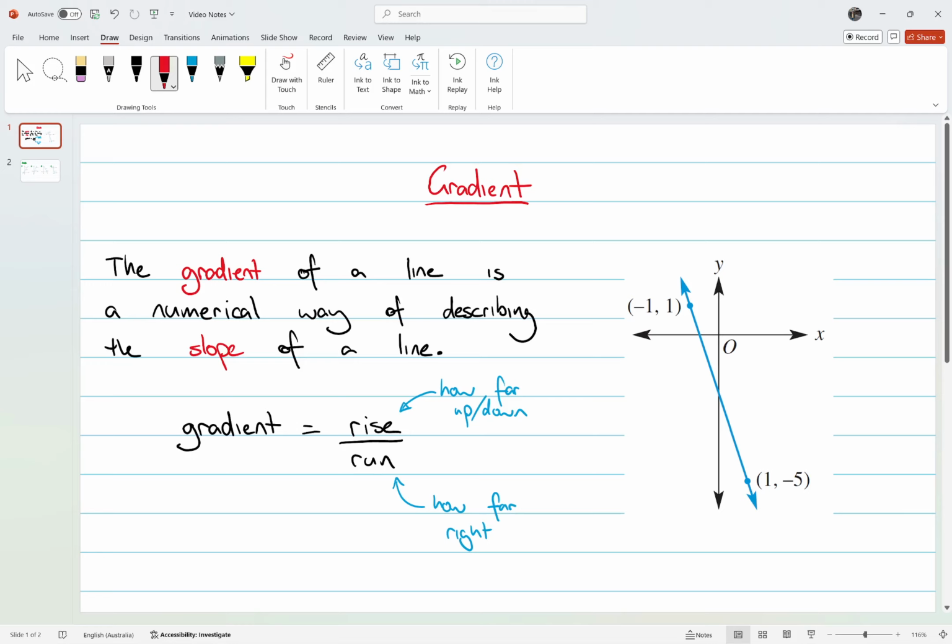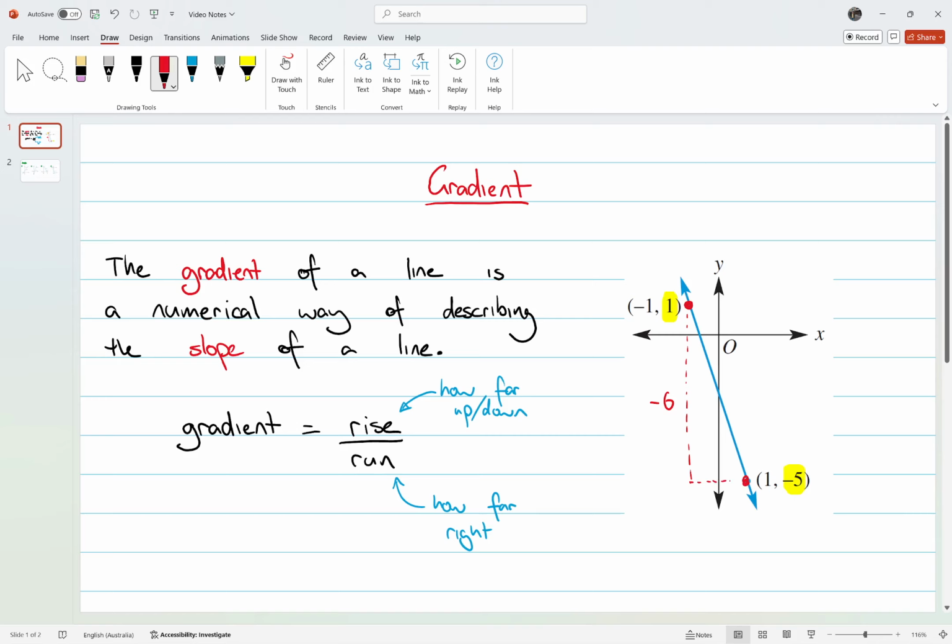Looking at this one, for example, we have these 2 points, -1, 1 and 1, -5. Looking at the left point first, going from here down to here, I see that I started at 1 and ended up at -5. So I started at 1 going down to -5, which means I've gone down 6. Because I've gone down, I write this as -6, meaning my rise is -6.